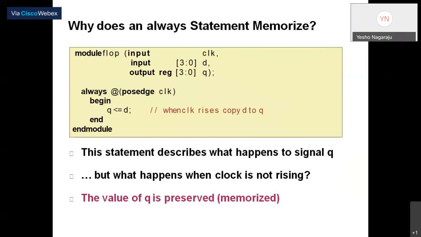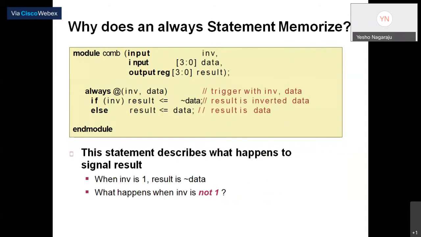So the value of Q is preserved for all other values of clock apart from the rising edge. Only Q is getting D, and only at the rising edge of the clock. Okay, now this would make all our doubts clear.